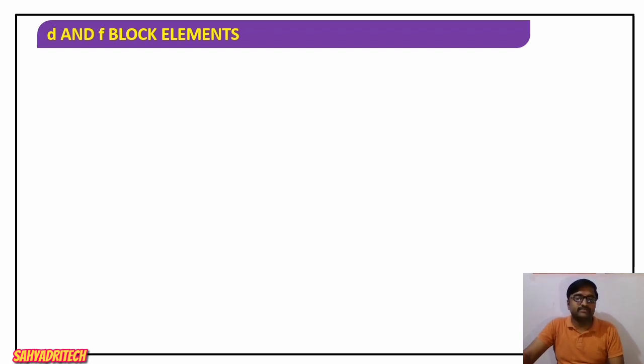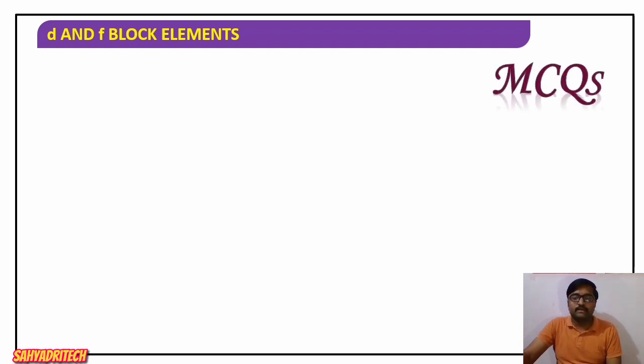How many series? It has four series. The first transition series is also called the 3d series. The second transition series is also called the 4d series. The third transition series is called the 5d series, and the fourth transition series is called the 6d series. Why are they called 3d, 4d, 5d, 6d? Since the differentiating electrons enter into 3d orbitals, 4d orbitals, 5d orbitals, and 6d orbitals respectively. Hence, they are named 3d, 4d, 5d, and 6d series.